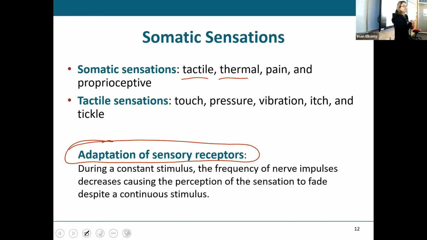I can't think of a good example. Somebody give me an example of adaptation. Nothing's coming to me right now. Oh, I have a good one. I have a really good one right now.